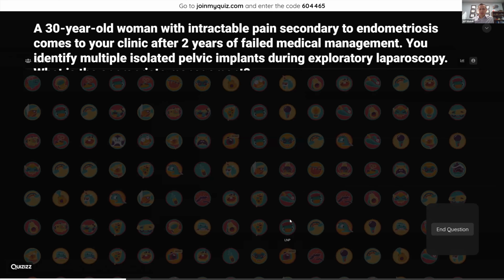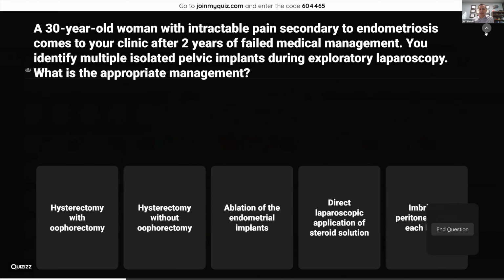All right, next question. A 30-year-old woman with intractable pain secondary to endometriosis comes to your clinic after 2 years of failed medical management. You identify multiple isolated pelvic implants during exploratory laparoscopy. What is appropriate management? A, hysterectomy with oophorectomy. B, hysterectomy without oophorectomy. C, ablation of the endometrial implants. D, direct laparoscopic application of steroid solution. Or E, imbricate peritoneum over each lesion.